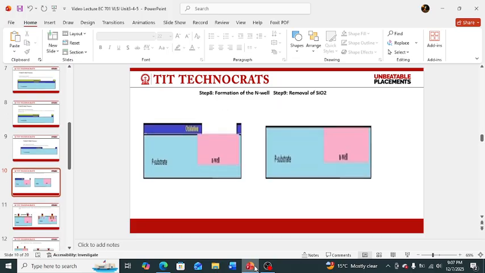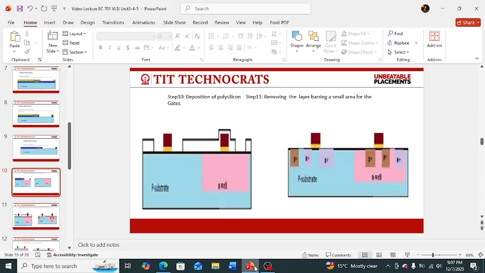Now in step 8 and step 9, step 8 is the formation of the NWell. This can be done by using ion implantation or diffusion process. NWell is formed, and in step 9 we remove the excess silicon dioxide layer using hydrofluoric acid. The remaining SiO2 layer is removed from this.